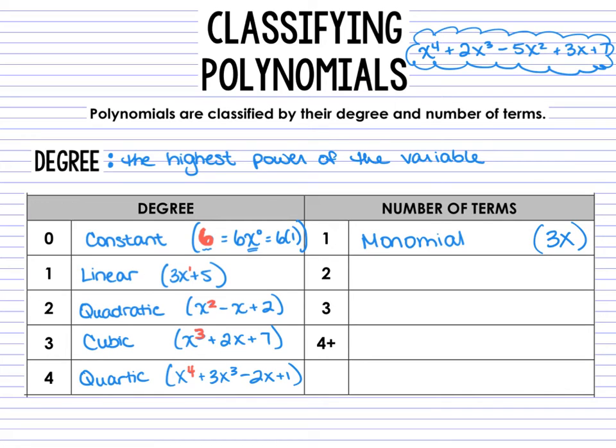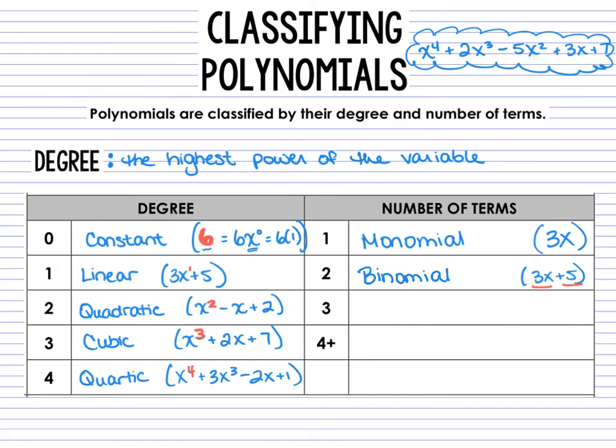Okay, 2 terms. Just like the expression on the other side, a linear expression, 3x plus 5. There are 2 terms, 1, 2. So the prefix bi, think about bicycle, biped, all of those things, it means 2. So a polynomial with 2 terms is going to be a binomial.